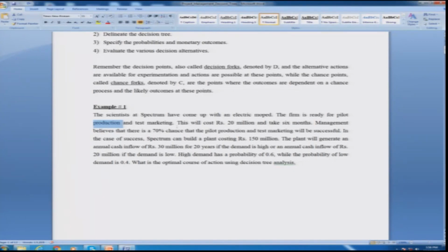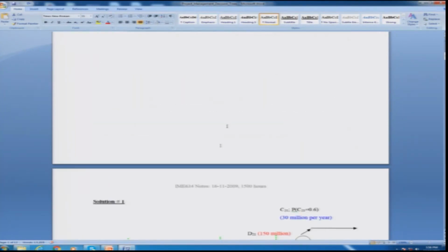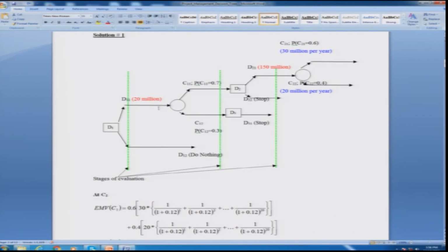the concept, the firm is ready to invest. So, this is the 20 million. So, this time frame is 6 months. Now, once it is done, either you go or no go and make a decision accordingly. Now, let us go one by one.